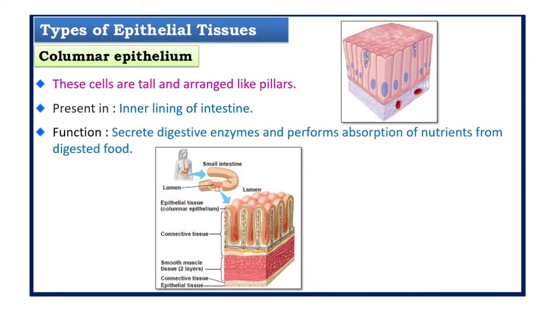Their main function is that they secrete digestive enzymes and they perform the role of absorption of nutrients from the digested food. That is, when the food passes from your stomach to your small intestine, all the important nutrients are absorbed because of this kind of epithelial cells which are present in the villi of the small intestine.